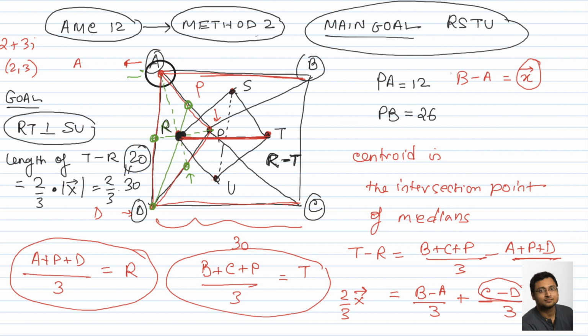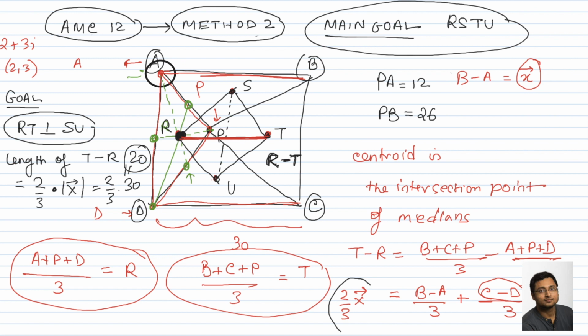See how fast we got that the length of RT is 20. And the second thing we have is that it's a multiple of this X vector, which basically means it's parallel to this X vector. So RT is parallel to this X vector and its length is 20. So RT is parallel to AB and DC. Similarly, we can show that SU is also 20 and it's parallel to AD and BC.